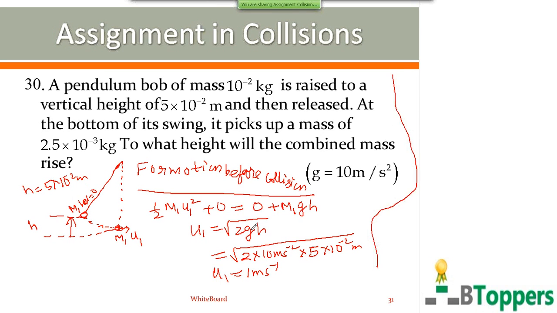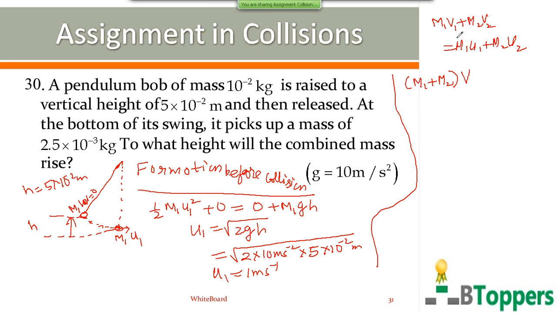Next, we'll apply conservation of momentum for the collision between the bob and the second particle. So we can write m1 v1 plus m2 v2 equal to m1 u1 plus m2 u2. Here the second particle is initially at rest, so u2 is 0. And after collision, both the particles move with a common velocity. Let V be the velocity of the combined mass after collision.